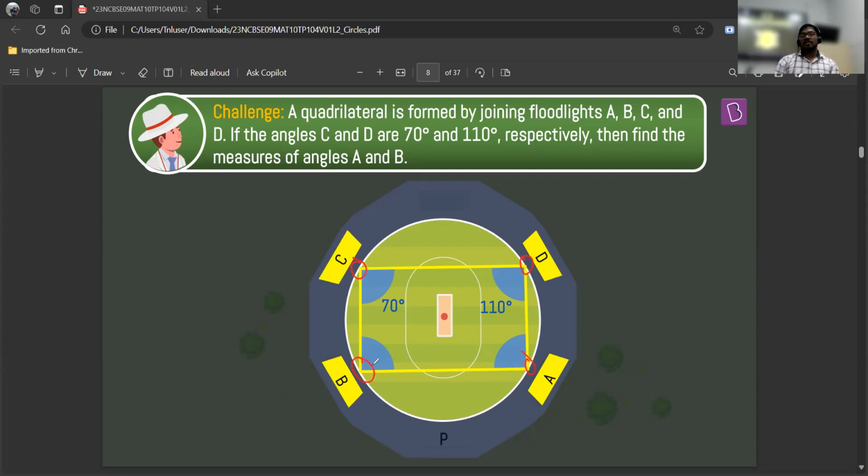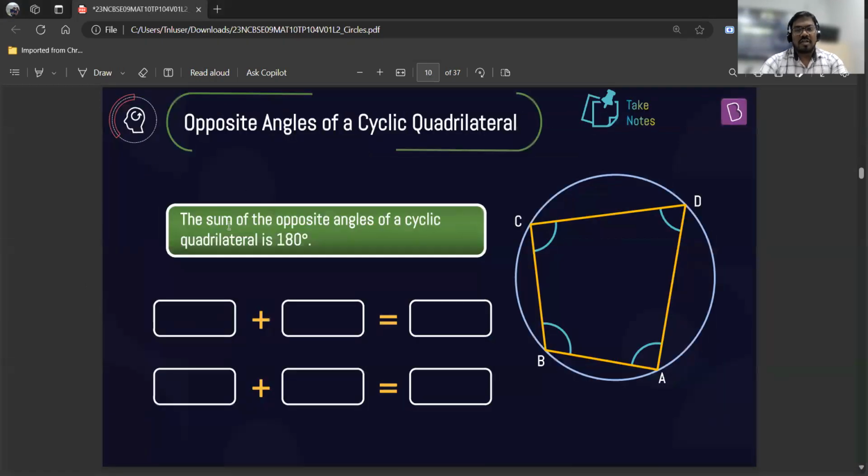This is one property. It means all the vertices of the quadrilateral are on the boundary of the circle, not outside, not inside. Okay, boundary only. And the opposite angle sum will be 180. That is the relation. So suppose we have to find B and A, we just use the same property that the opposite angle sum will be 180. That means opposite angles are supplementary, right? Opposite angles are supplementary.